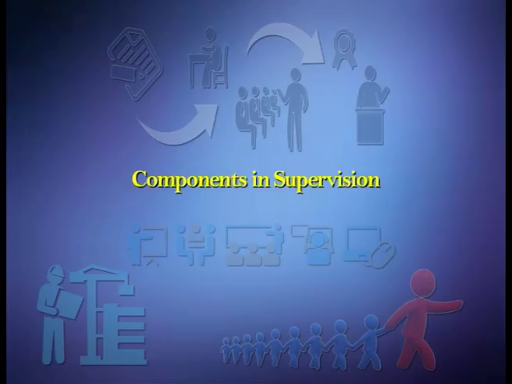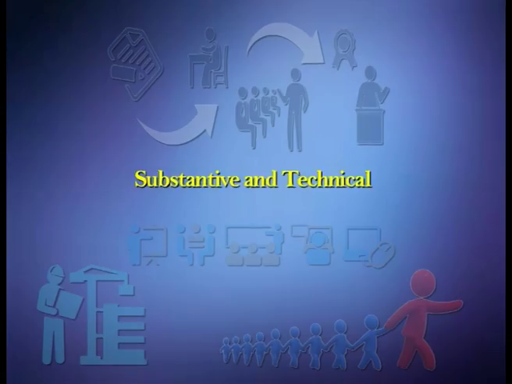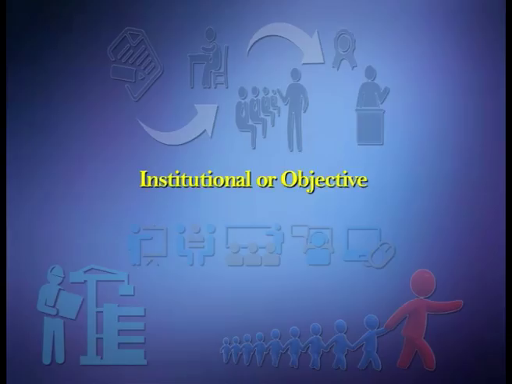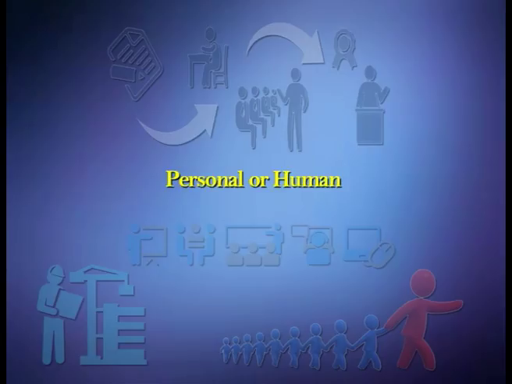Coming now to the components in supervision. There are three aspects or components of supervision which are important. The first is substantive or technical. This relates to the work to be done, which means that the supervisor must know the techniques and know-how of his work. Number two is institutional or objective. This relates to the work-related policies and procedures which have been set by the management. Third is personal or human, and this relates to the handling of workers, motivating the work group to perform its tasks within the policies and procedures of the organization.